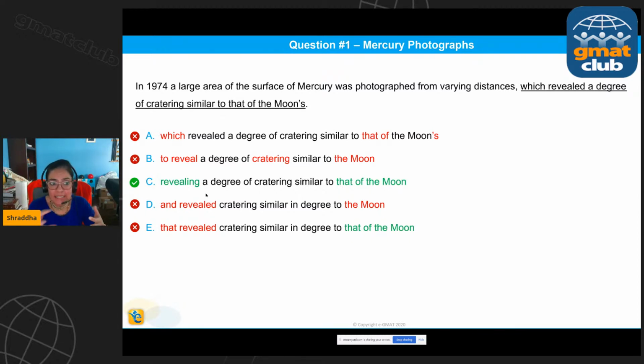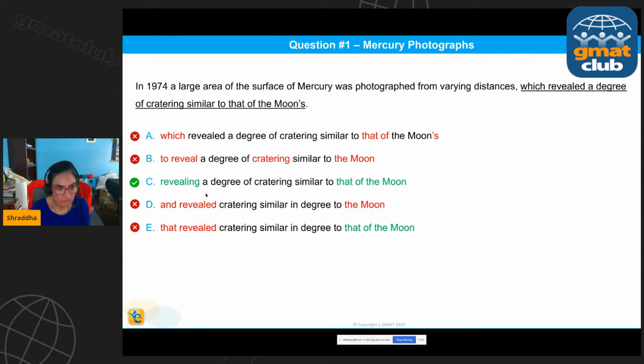In the process that Mercury was photographed, the surface also revealed through the photographs a degree of cratering similar to the degree of cratering of the moon. That is what that stands for. So choice C is absolutely correct, because it presents logical information about the modified entity.